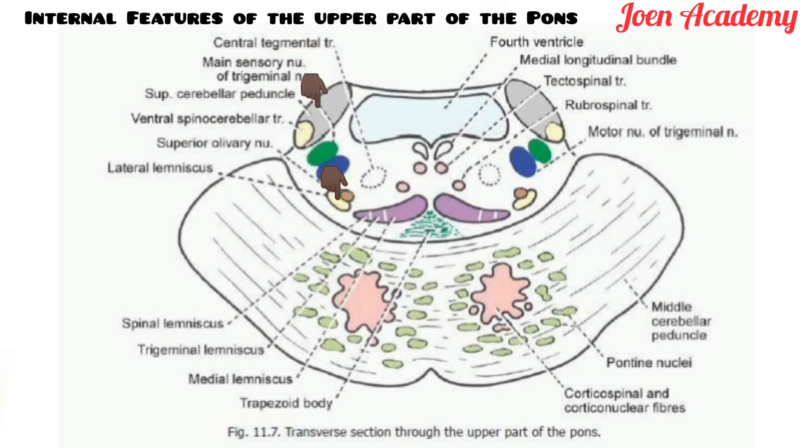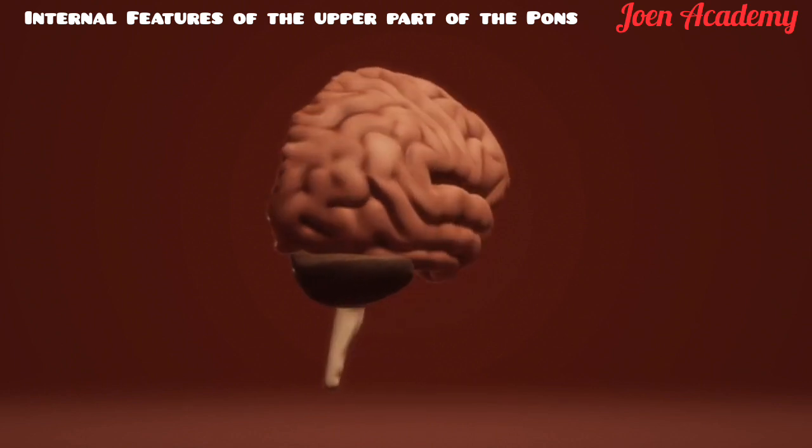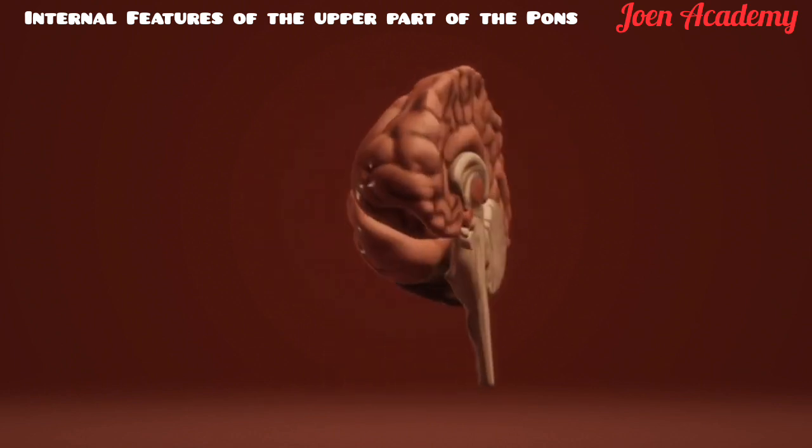The superior cerebellar peduncle lies dorsolateral to the fourth ventricle, replacing the inferior peduncle seen in the lower part of the pons. The medial longitudinal bundle is made up of fibers that interconnect the nuclei of cranial nerves 3, 4, 6, and 8, and also the spinal part of the accessory nerve. I believe by now we must have known the 12 cranial nerves. You can check out the short videos on the 12 cranial nerves, alright?